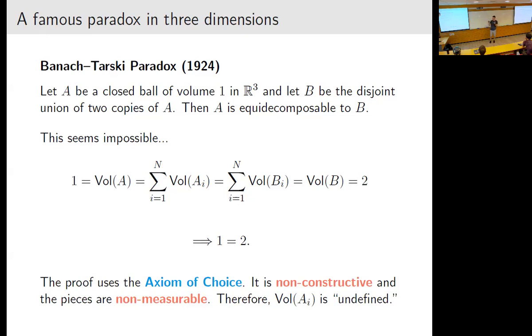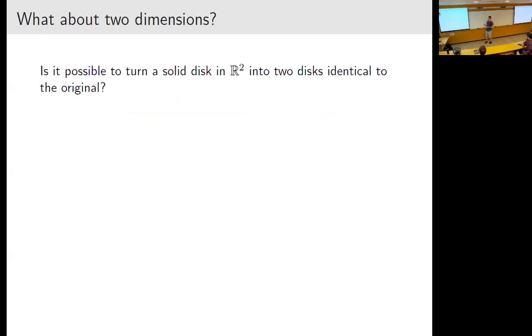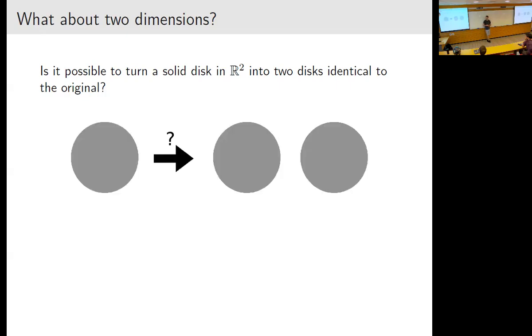Okay, so this is in 3 dimensions. Let's go down to 2 dimensions. So let's think about what's the natural analog of the Banach-Tarski paradox in 2 dimensions. Well, the idea would be we want to turn a solid disk in R^2 into a disjoint union of 2 solid disks, right? So, okay, can we do that?